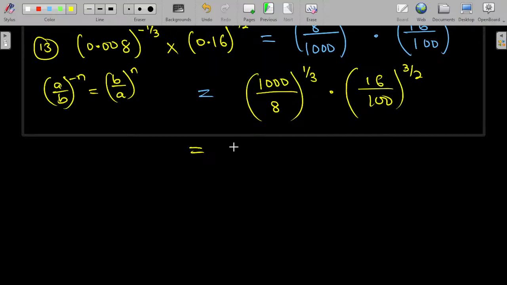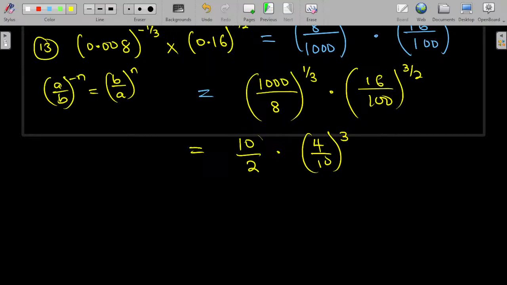The cube root of 1000 is 10, and the cube root of 8 is 2, multiplied by, this one will be square roots, and then you still take the cube. So the square root of 16 is 4, and the square root of 100 is 10. Now remember, the numerator is still 3, so you still keep it as power 3. Here I didn't bother keeping this because it's just 1.